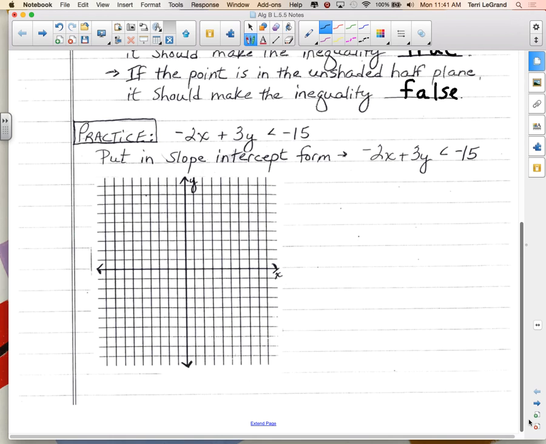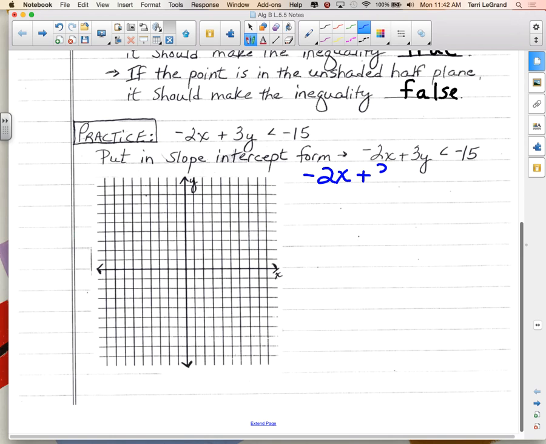Negative 2x plus 3y is less than negative 15. Why do I say put it in slope-intercept form? Because you only get one of the variables. Yeah, that's the standard form. Can we get the slope and the y-intercept from standard form? No. Don't say that the slope for this one is negative 2 and that the y-intercept is 3 because it's in standard form. So we're going to first put it into slope-intercept form.